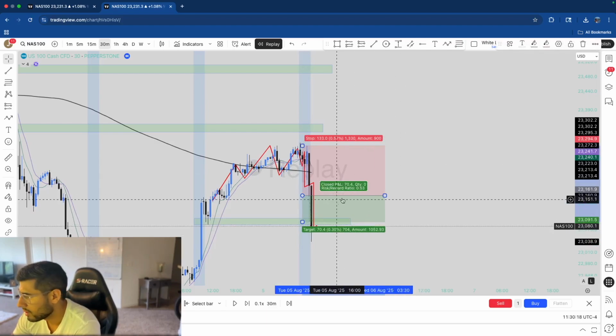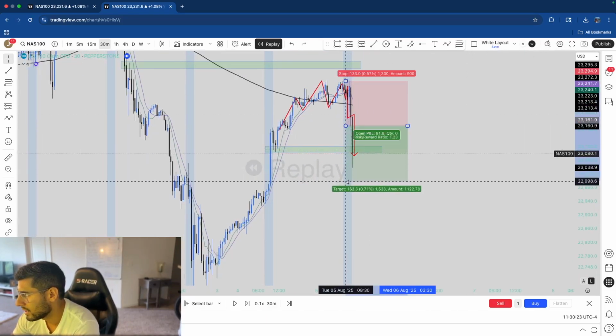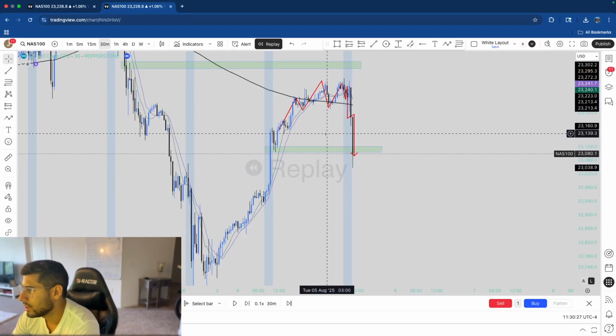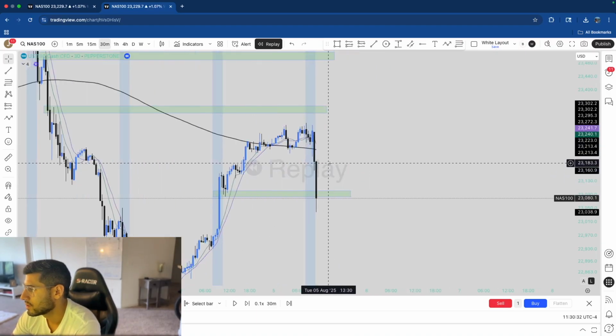That's not a good risk to reward, right? You would have to basically try to take it all the way down here, at least down here. But we're not looking to enter on 30-minute candles. We're looking to enter on 5 and 15-minute candles, okay?